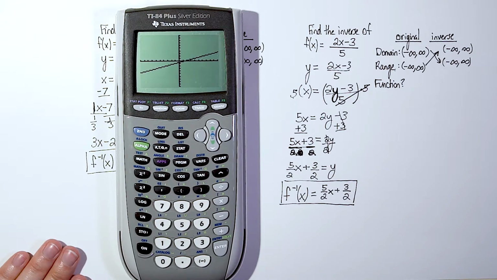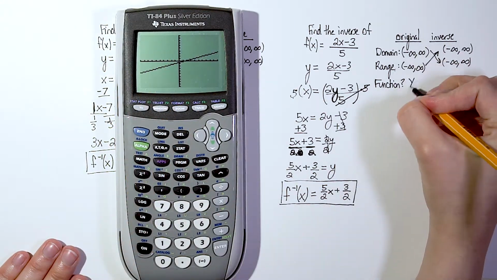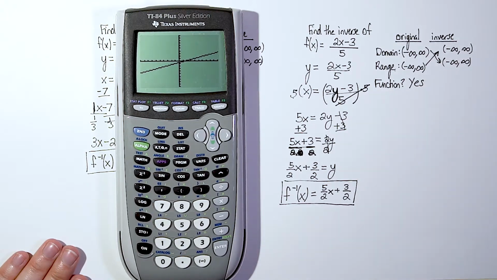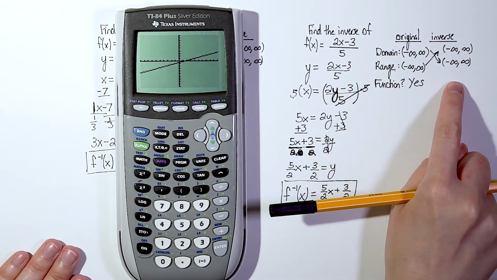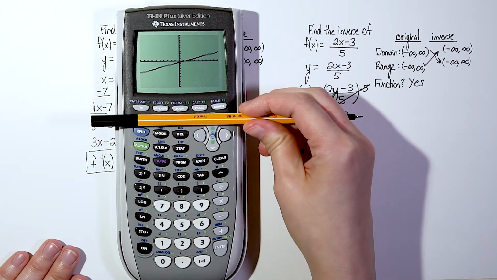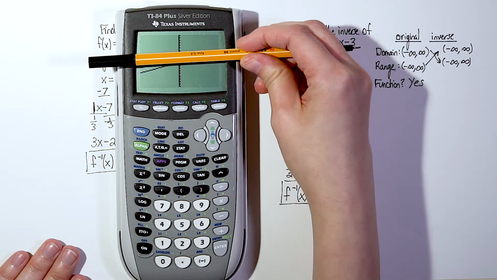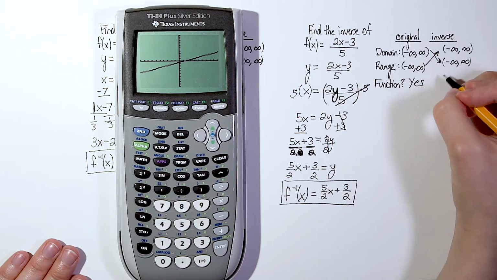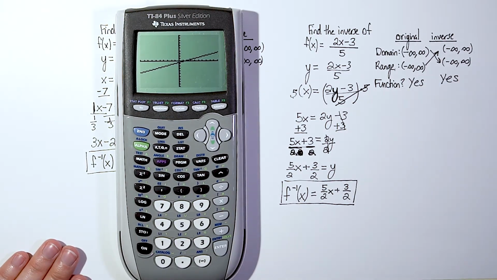Is the original a function? Yeah, it is a function. It passes the vertical line test. And let's review that horizontal line test one more time so I can look at the original and tell if the inverse is going to be a function by that horizontal line test. Would it hit my pen more than once at any given time? Nope. So it passes. Yes, the inverse would also be a function.